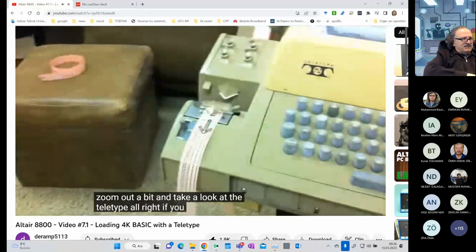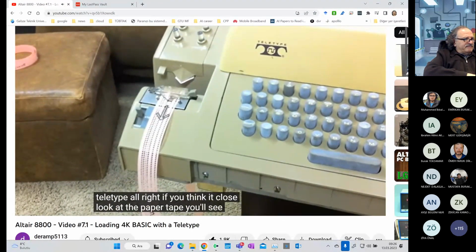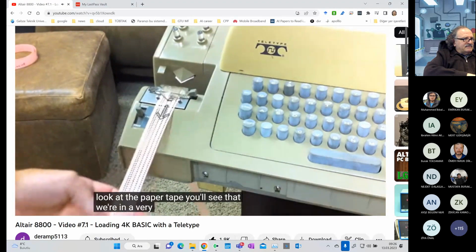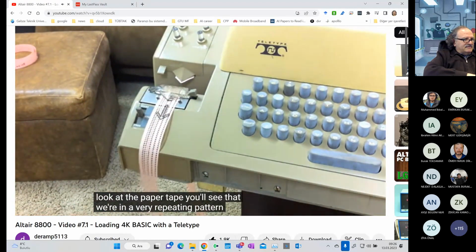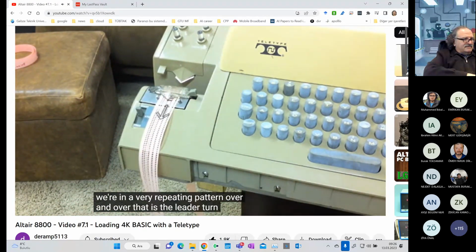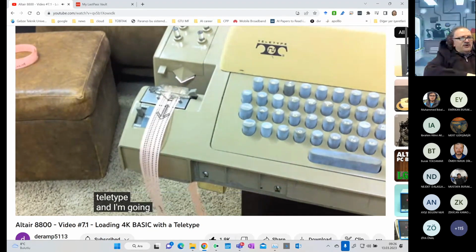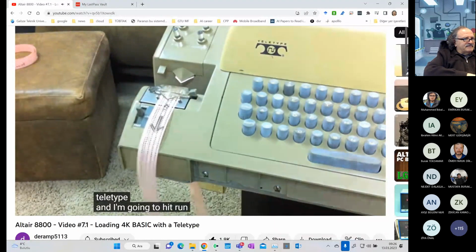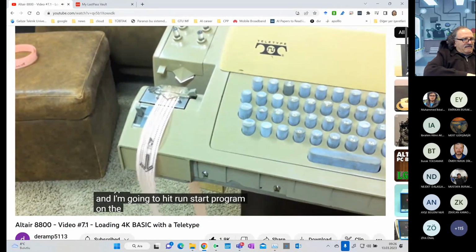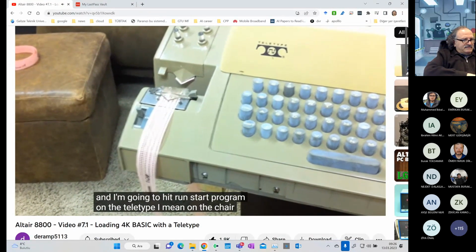If you take a close look at the teletype paper tape, you'll see that we're in a repeating pattern over and over. That is the leader. Turn on the teletype. Very noisy. I'm going to hit run. Start the program on the Altair.